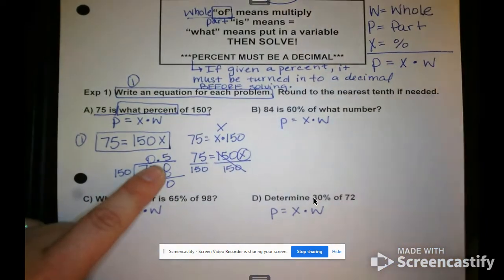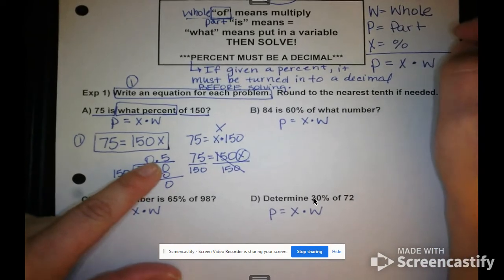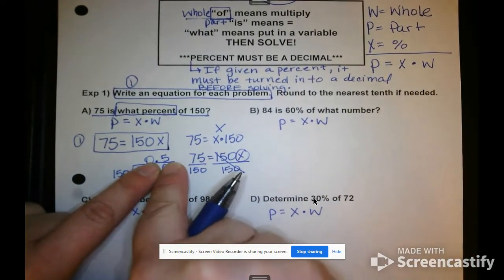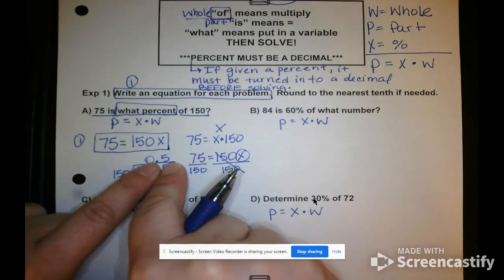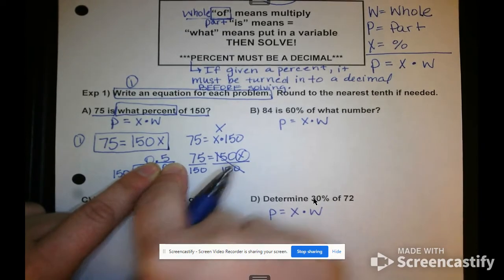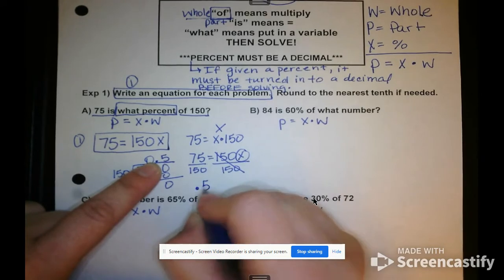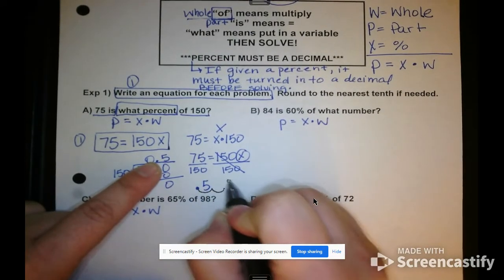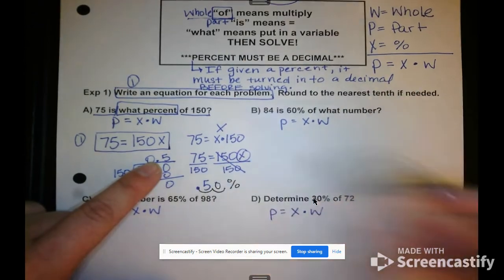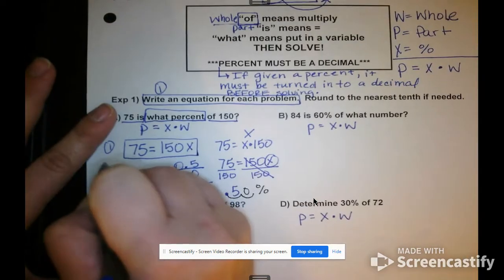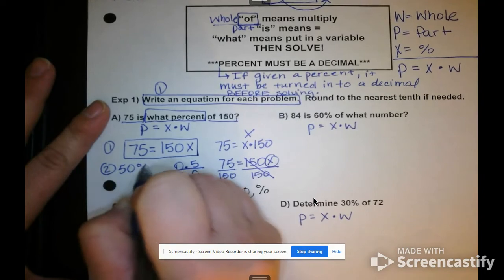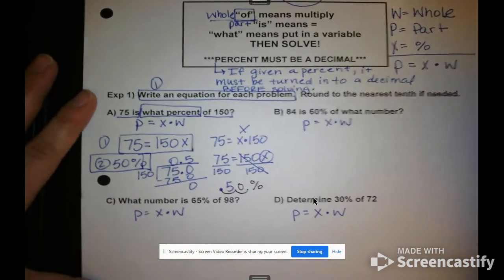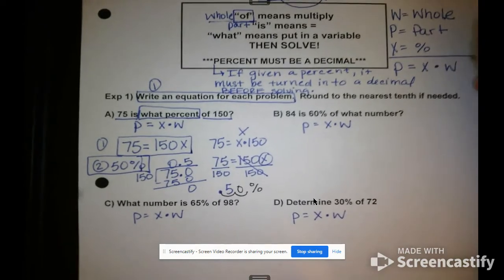All right, now what was it asking us for in the question? What percent? Is that a percent? No. When I turn a decimal into a percent, I move it to the right 2 times and add a percent sign. So that would give me 50, so my second part is 50%. So 150 equals x. You could put that.